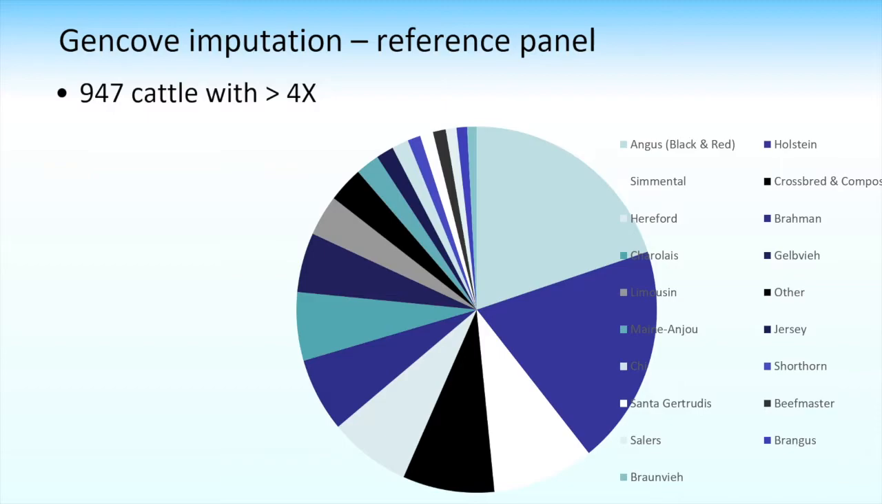The breeds are listed in order of representation in the panel. About 40% is split between Angus and Holstein. Then there are some of these categories where the crossbred and composite includes composite breeds developed in the US and Canada, as well as some of the crossbred animals that we sequenced for GPE. And the other category is purebreds that are representing a number of breeds that only have a handful of animals in the reference. There is a pretty good set of Brahman cattle in this, as well as a few of the American breeds, Santa Gertrudis, Beefmaster, and Brangus.